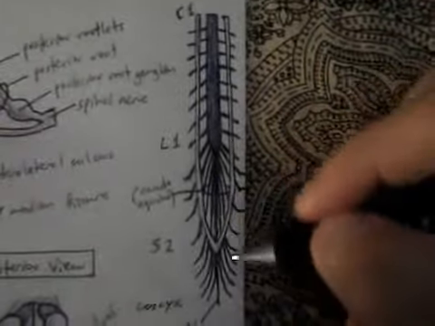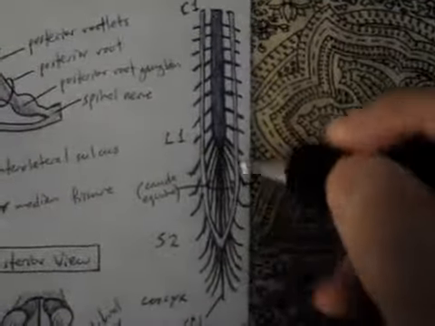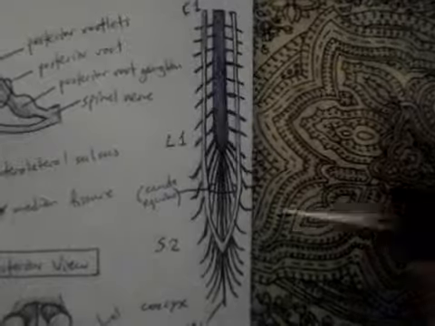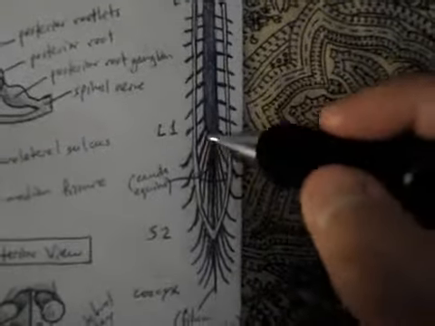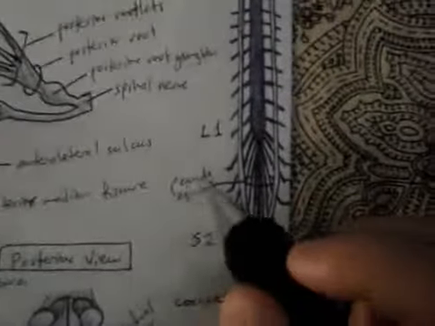Because they all squish up like this, it looks like a tail, like a horse's tail, and that's why they call it the cauda equina. Okay, that's this. Only this area here is called the cauda equina.